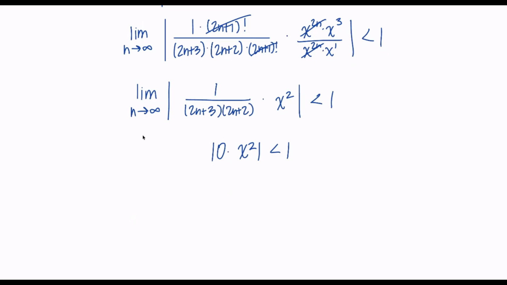So what values of x make this inequality true? All values of x, right? So 0 is always less than 1. So this is always true for every x value. So that means that the interval of convergence is all real numbers. So negative infinity to infinity, if I want to write this in interval notation.